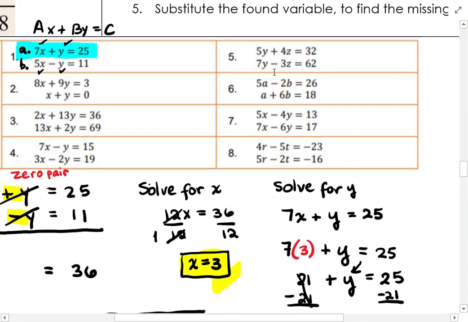All right, let's do another one. In this one, we get to multiply.